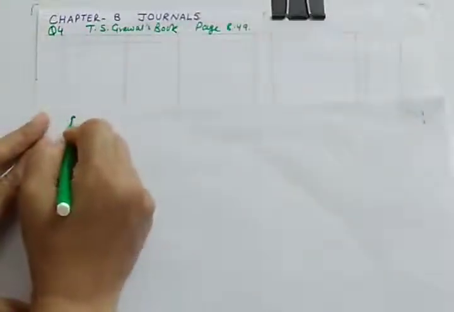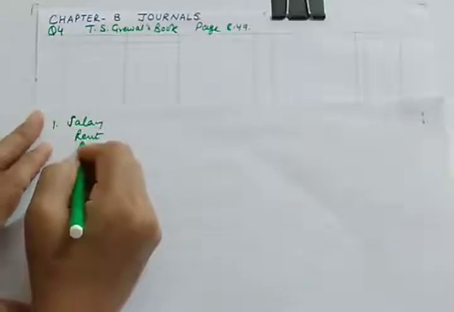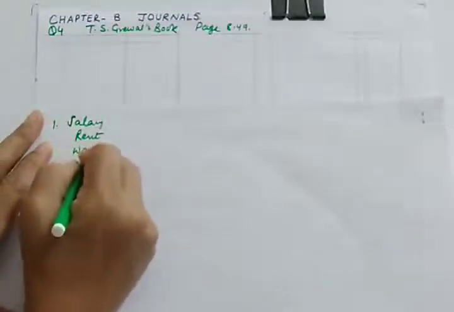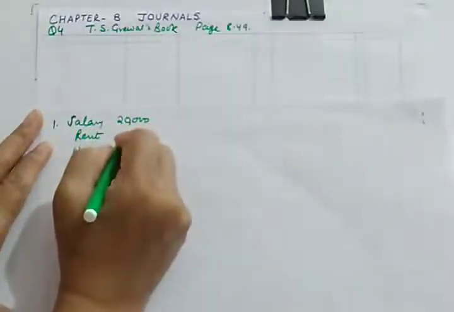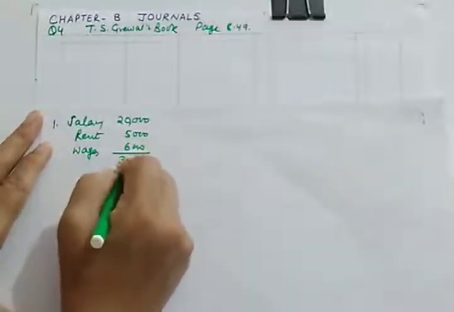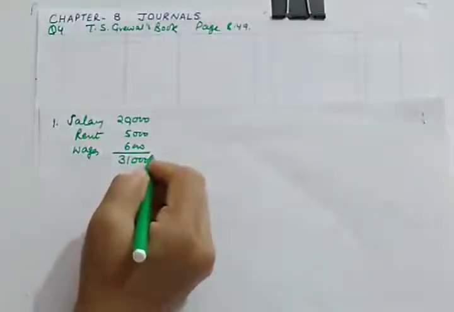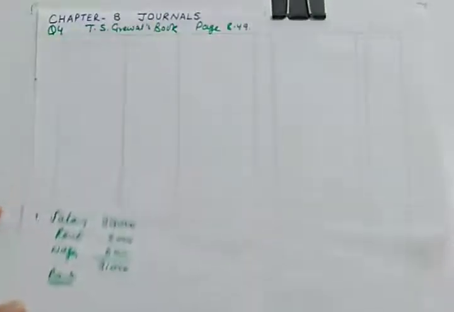So what is happening in the first transaction? We are paying salary, we are paying rent, wages and all these by check. Salary, rent, wages. This is transaction number 1. Salary, rent, wages and all these items. Let me write the amounts also. 20,000, then 5,000 and 6,000. So total is 31,000 and we are paying this through check. Check means our bank is involved. So let us make the analysis, then only we will be able to do it.